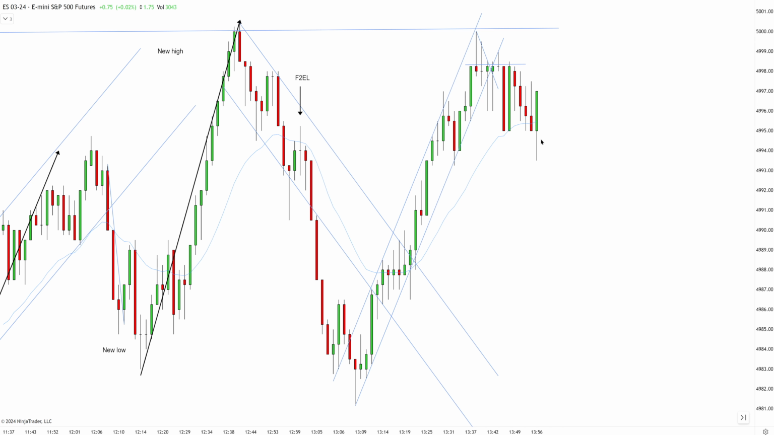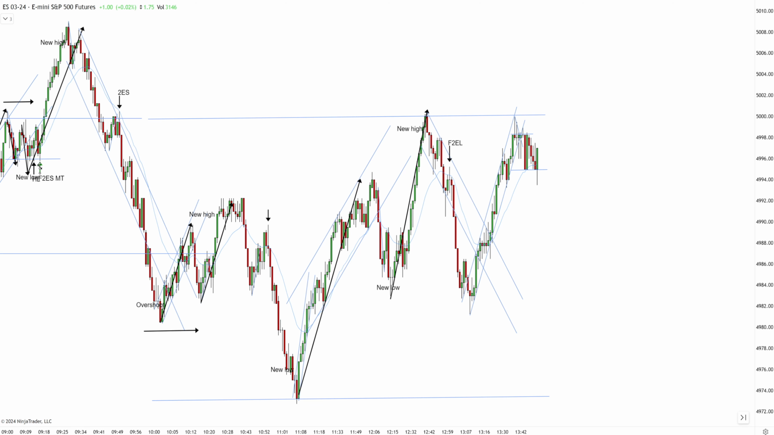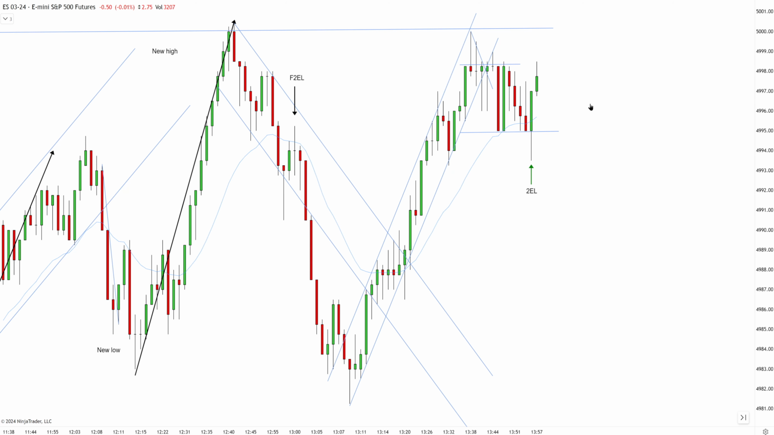And it is a visual of a pullback. You can see small support is being formed. Great tier 1 single bar. Great high probability setup right here. Actually, I'm going to mark it as a second entry long. New high, first entry long, second entry long. Can reset, first entry long, second entry long.